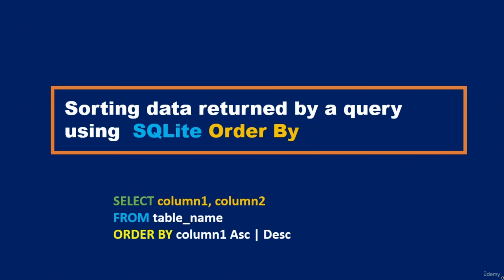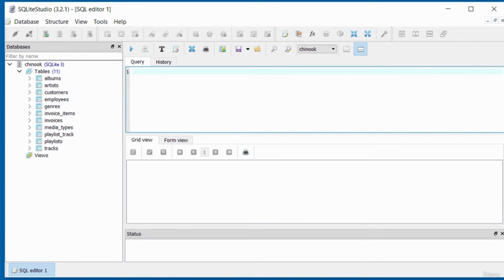In case you want to sort the result set by multiple columns, you have to use a comma to separate the columns. The order by clause will sort the rows using the columns from left to right. In other words, the order by clause will sort the rows using the first column in the list, then it will sort the rows using the second column in the list, and so on. So let's see how the order by clause works.